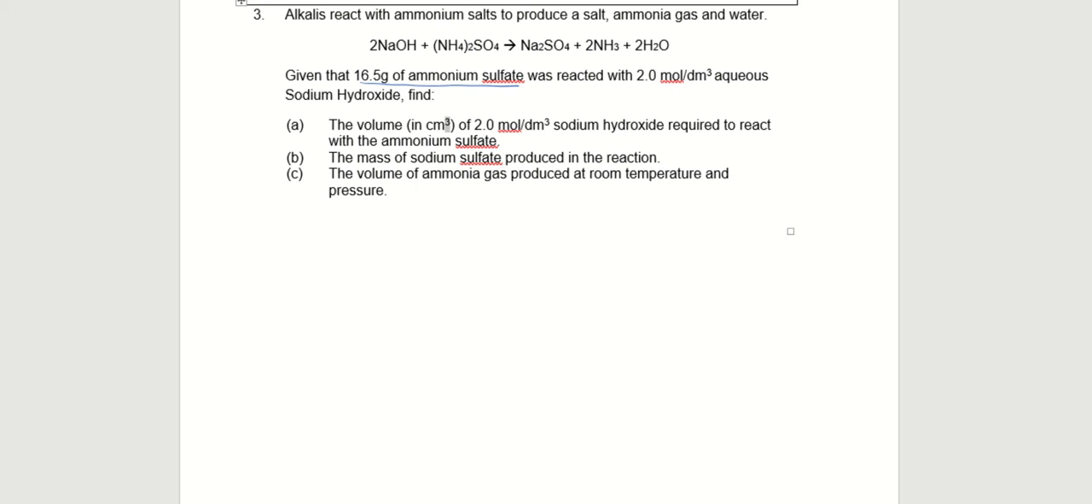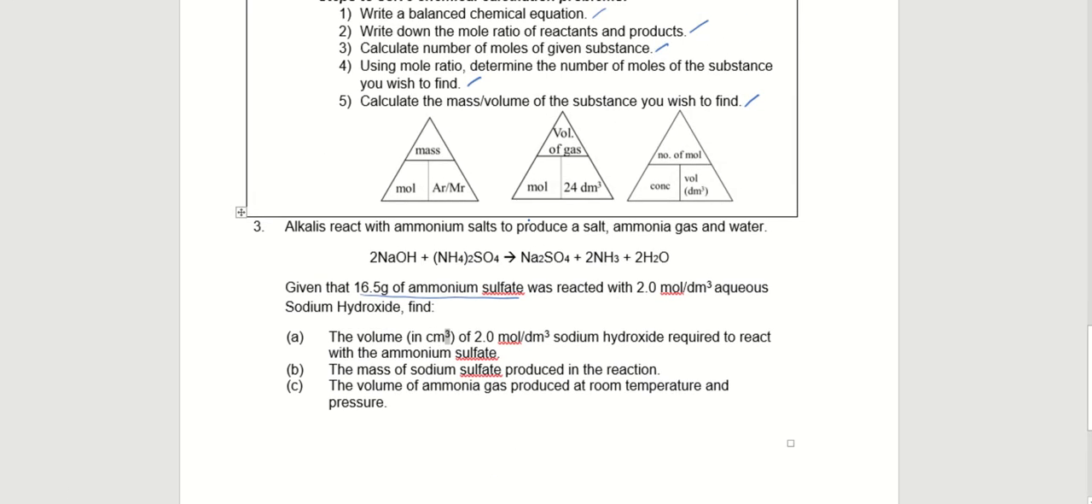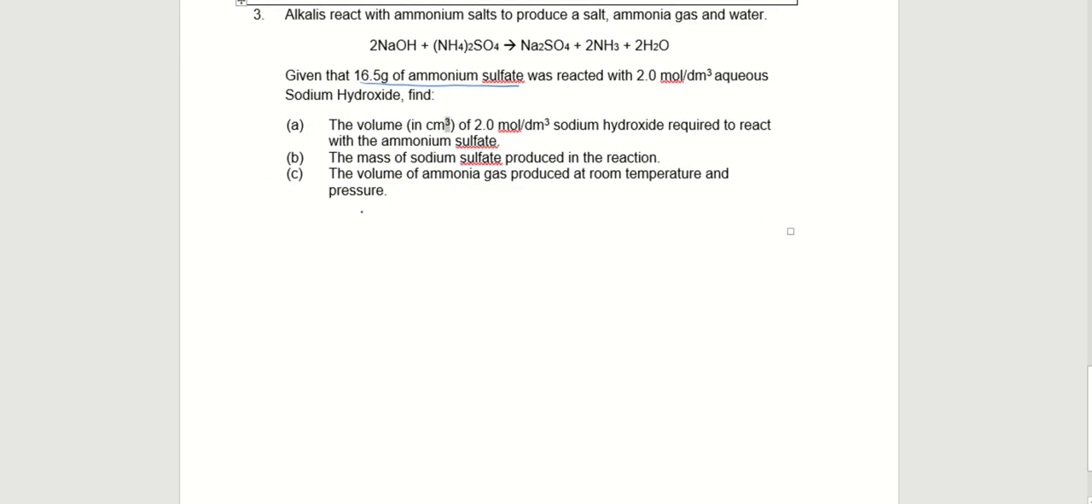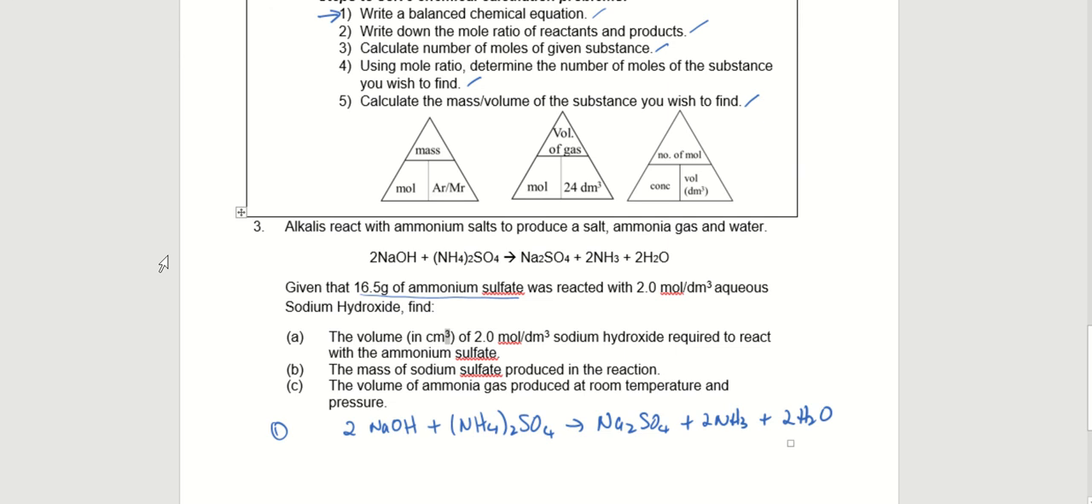Okay, so it looks complicated, but we always follow the steps given. So let us follow step one. Write a balanced chemical equation. Now in this case, the chemical equation is already given to you, but let us write it down anyway. 2 of sodium hydroxide reacts with ammonium sulfate to produce sodium sulfate and ammonia and water. Okay, so step 1 is done, which is simply writing the balanced chemical equation.